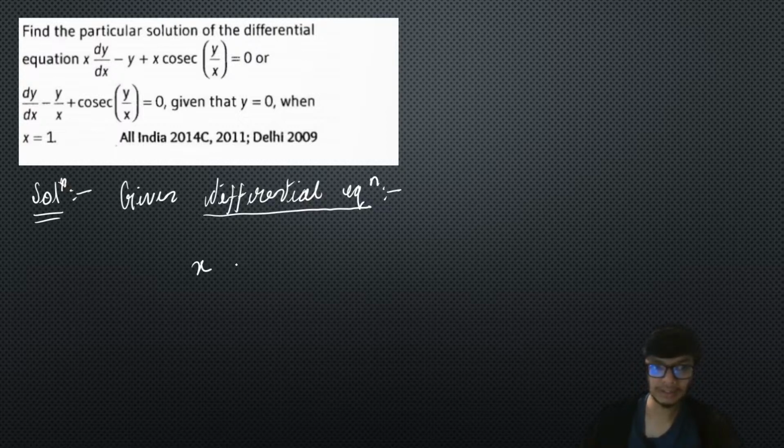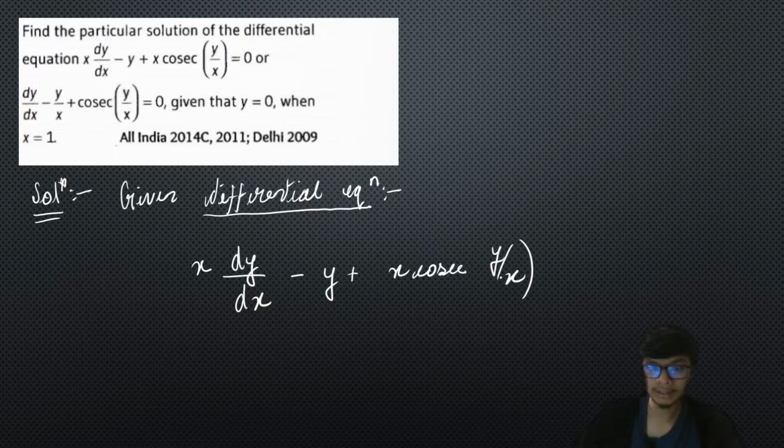Okay, so the differential equation is given as x times dy upon dx minus y plus x times cosec of y upon x is equal to 0. So that is our required given differential equation, right?